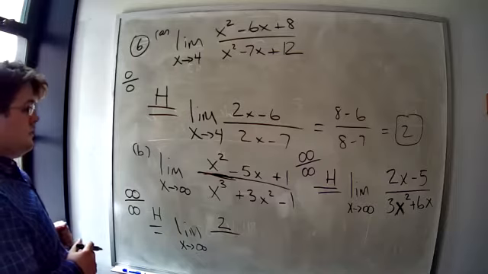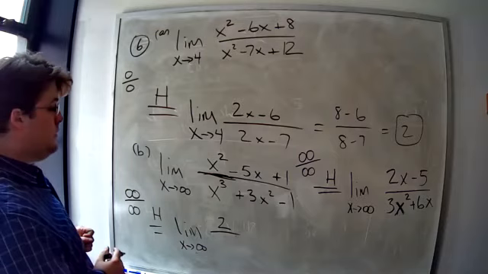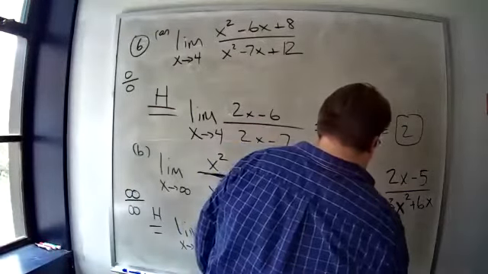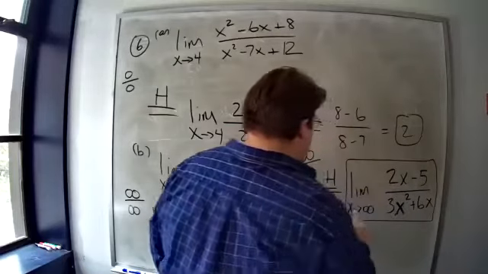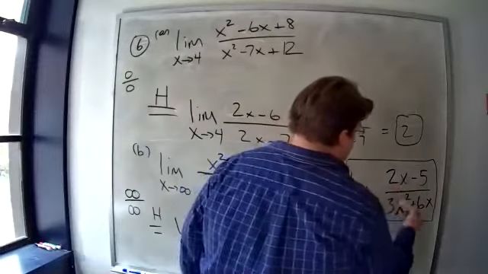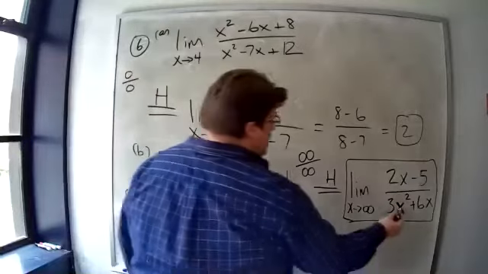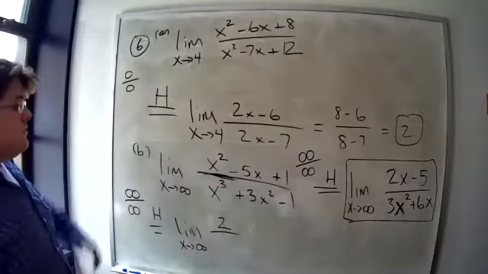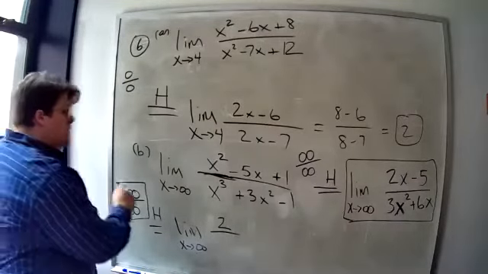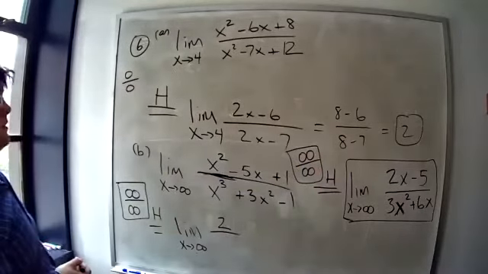Wait, so why do we have to apply L'Hopital's rule a second time? Well, we applied it the first time, and it gave us this limit. And as x goes to infinity, we try to take this limit, the top is going to go to infinity, and the bottom is going to go to infinity. So L'Hopital's rule can apply a second time because we still get a form on which the rule applies.